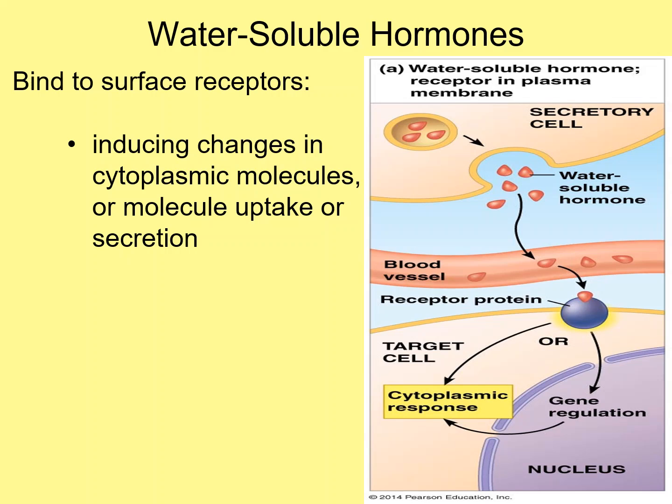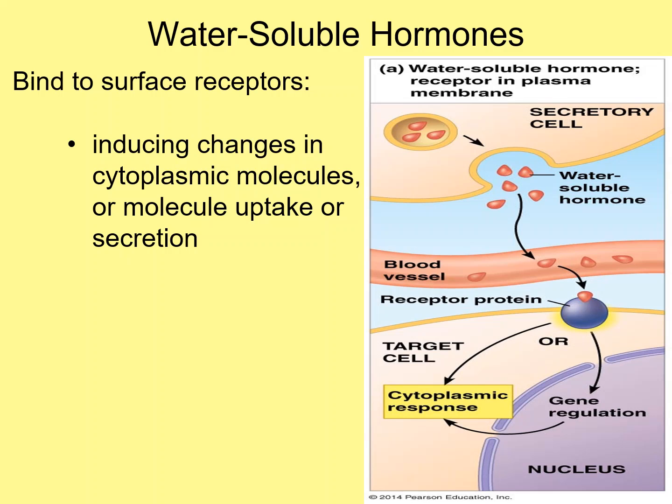And so this is a typical pathway for our water-soluble hormones: binding to a surface receptor, and then that binding triggers changes in molecules in the cytoplasm, either through enzyme activity. It increases the solubility of certain molecules so that they can move as they need to. So you have an increase in molecule uptake or molecule secretion.